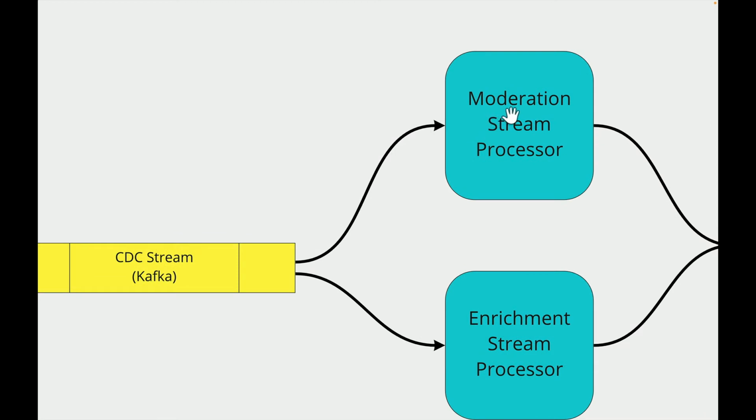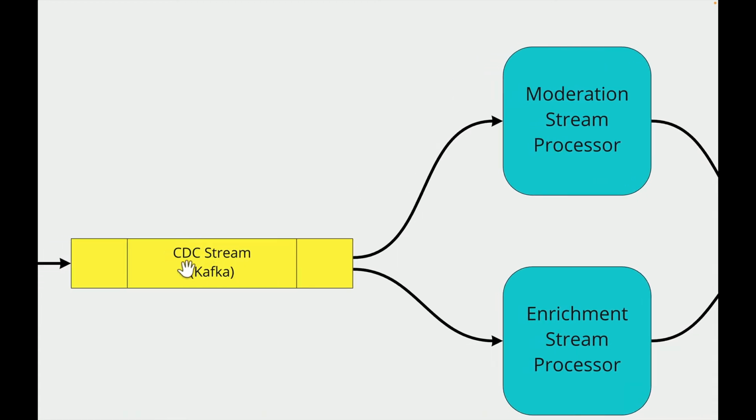Let's say you can have a moderation stream processor. This is going to be consuming from the CDC stream. And for every message, all it's going to do is run some algorithms on the post data to make sure that the content is not something that is illegal or inappropriate for the users.